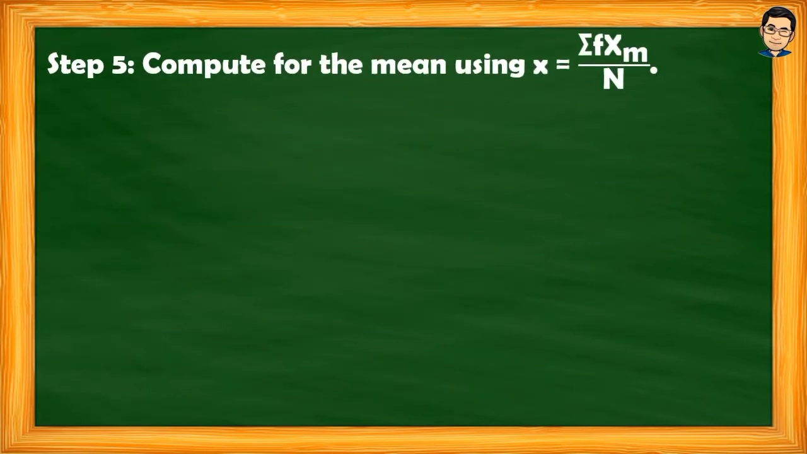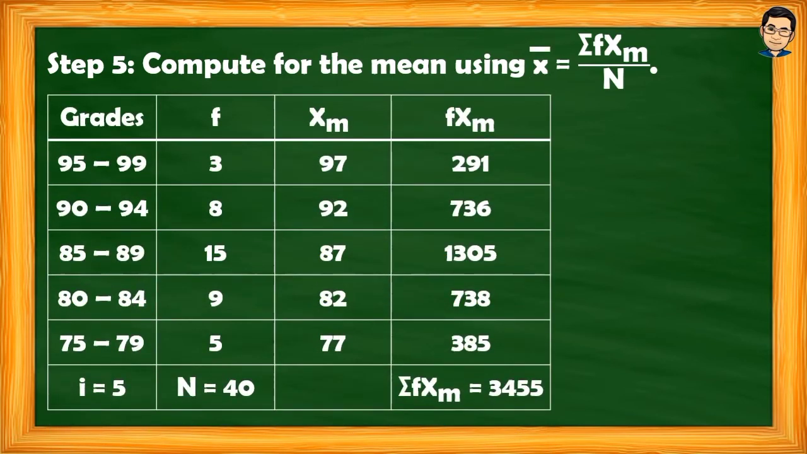Step 5. Compute for the mean using the formula. Okay. So, yung summation na nakuha natin, 3,455, i-divide lang po natin by 40. Yun yung ating mean.